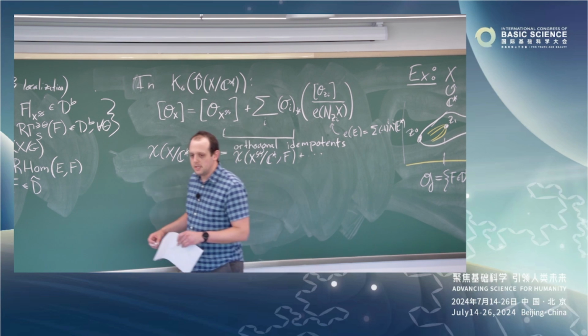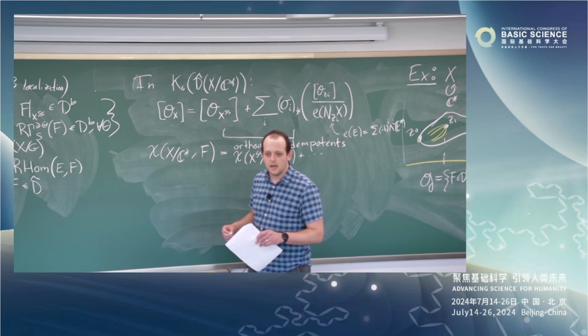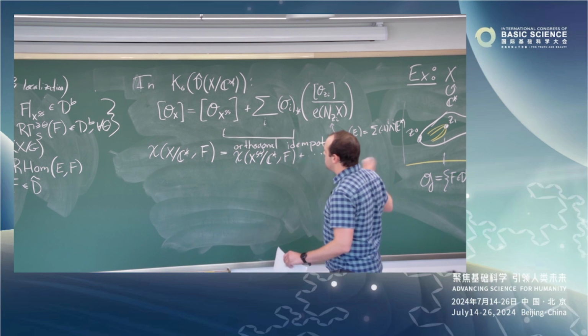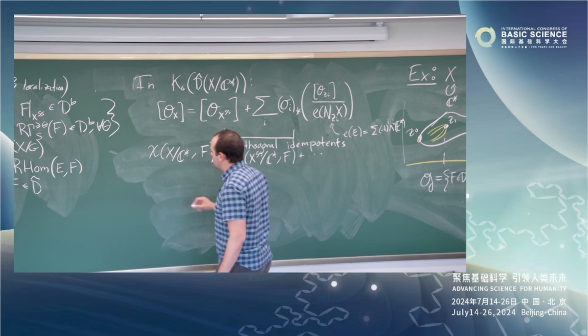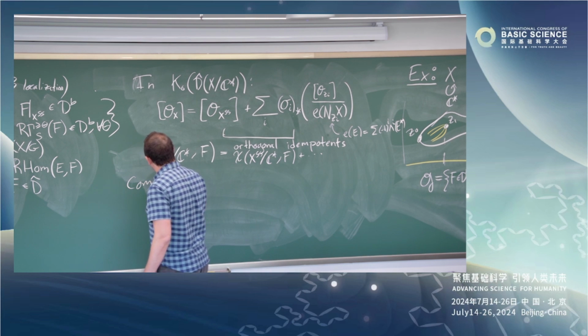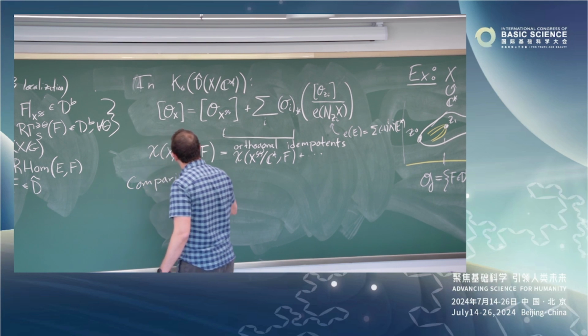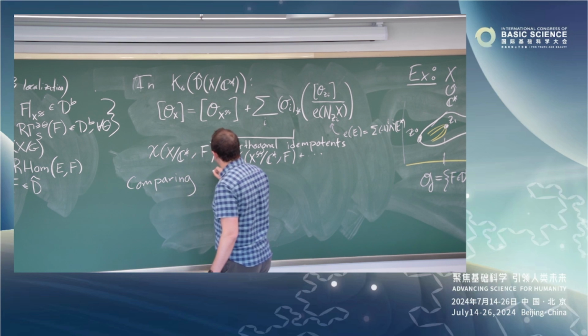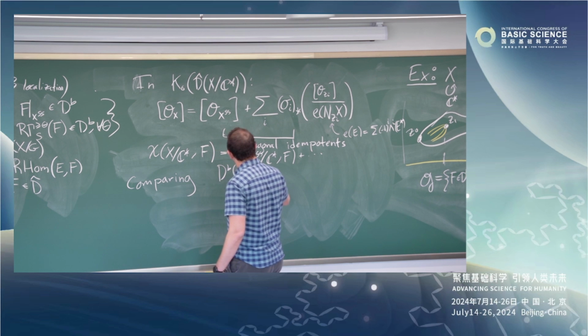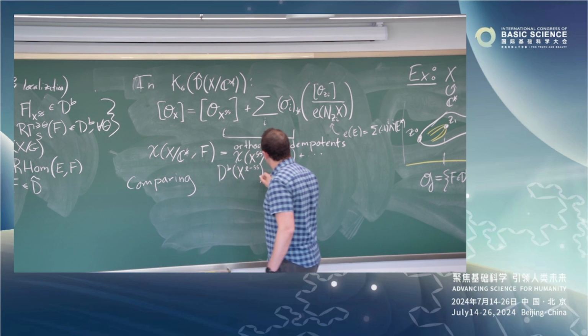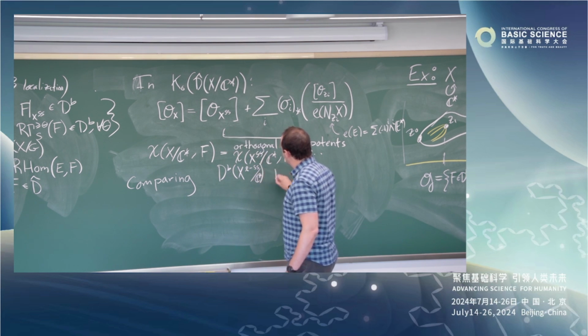Oh yeah, that's VGIT. So it changes the GIT quotient. So okay, that was the next thing I want to say. Then the other thing you could do is you can compare GIT quotients for a different L.